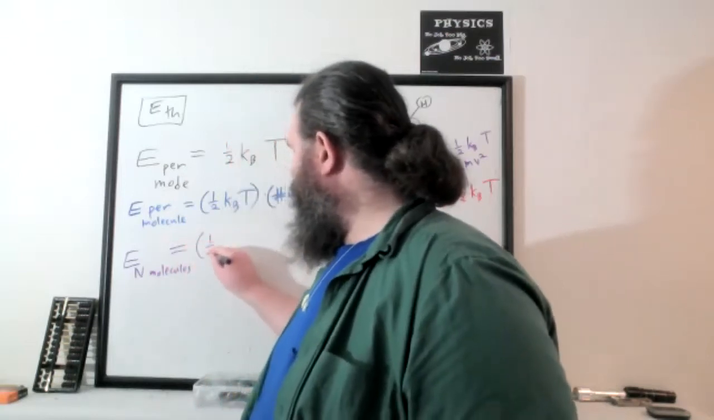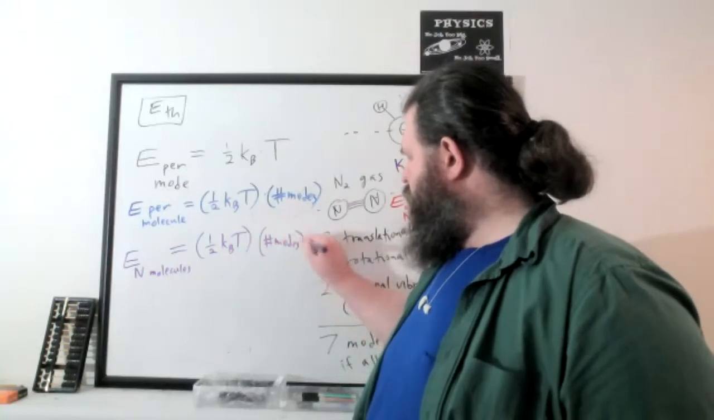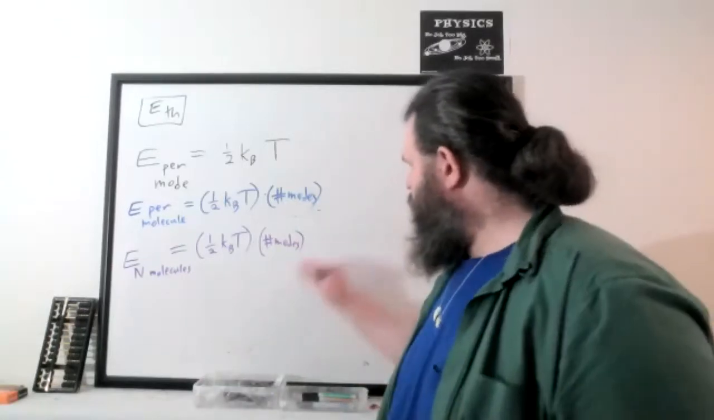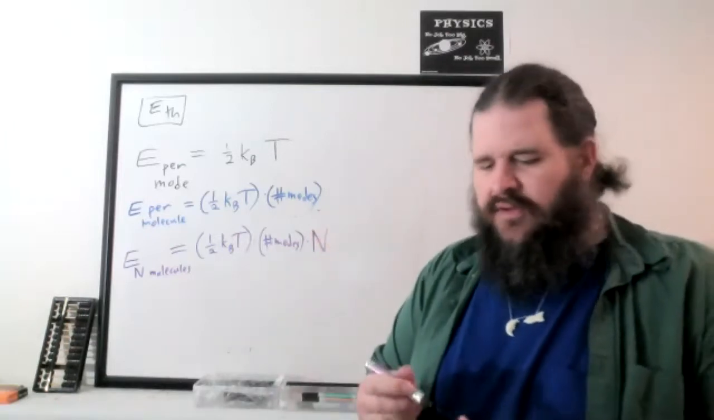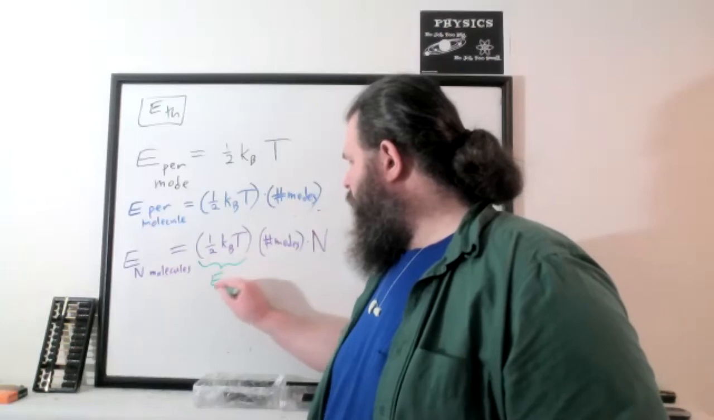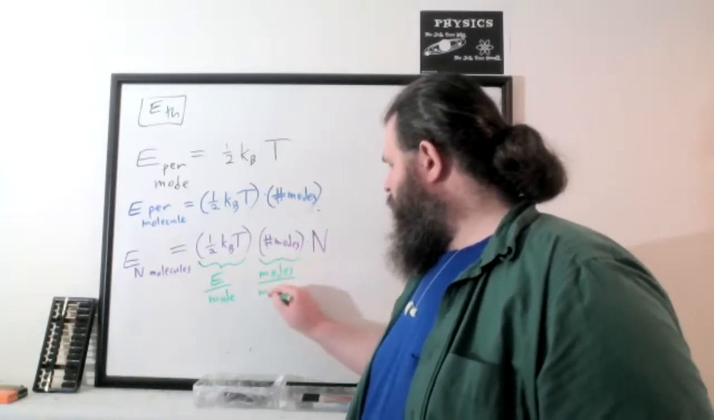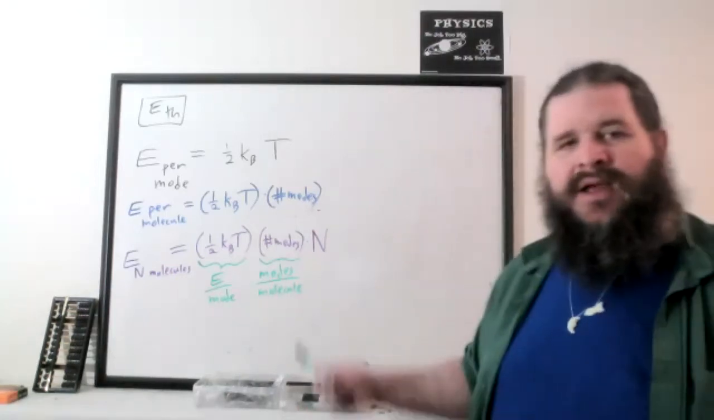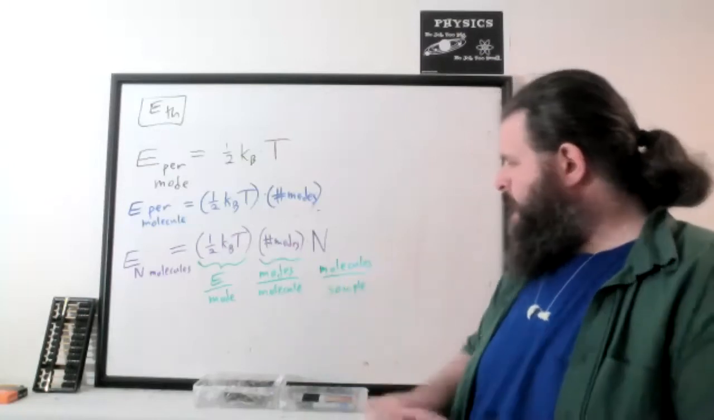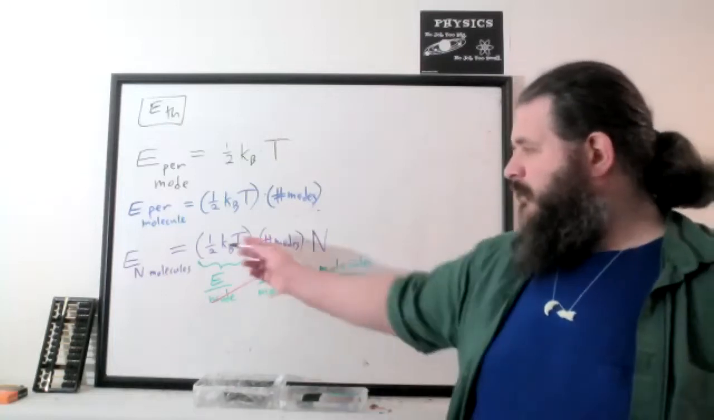We can take the energy we have so far and multiply that by the number of molecules, capital N. And you could think of this as a unit conversion thing also. Looking at what we have so far, we've got energy per mode. We're multiplying by modes per molecule. And then we're multiplying that by molecules in the whole sample. Molecules per whole sample. So when we multiply these, modes and modes cancel out, molecules and molecules cancel out, we're left with energy for the whole sample.